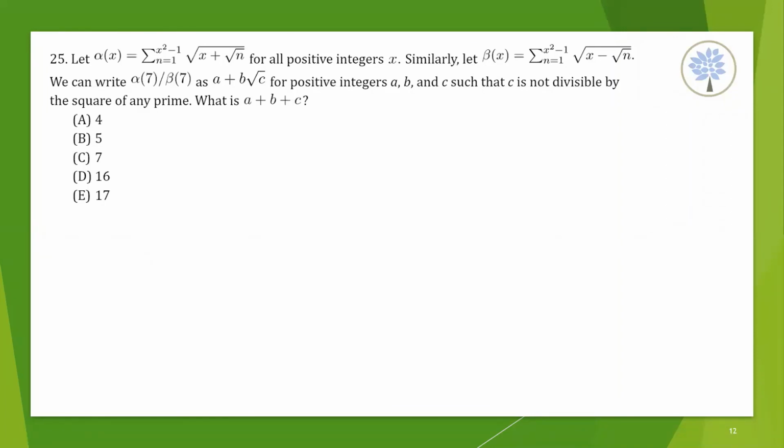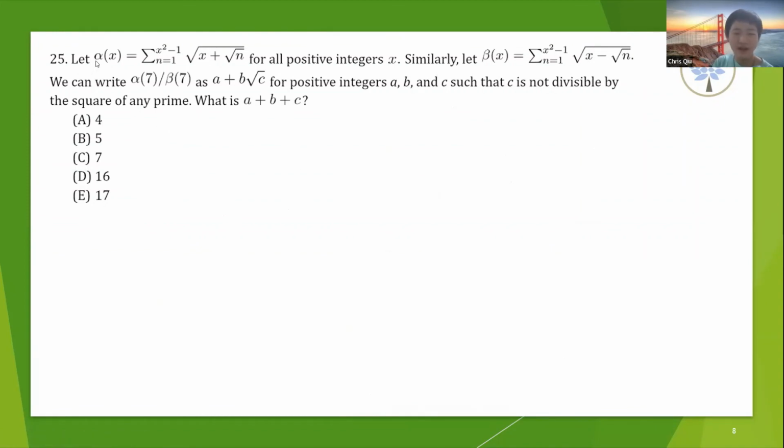Now let's move on to our final question of the day, problem number 25. So we're given that alpha x is the sum and beta x is this sum. And we want to find alpha 7 over beta 7 in terms of a plus b root c. So this is a really interesting problem.